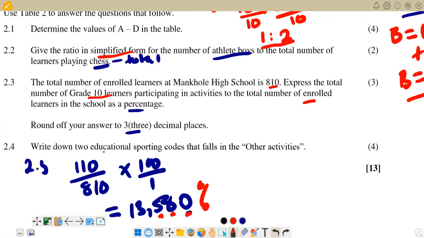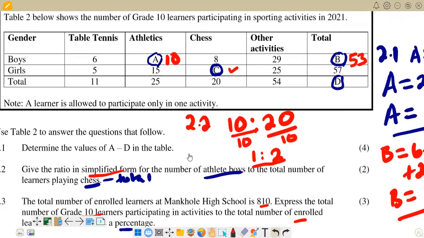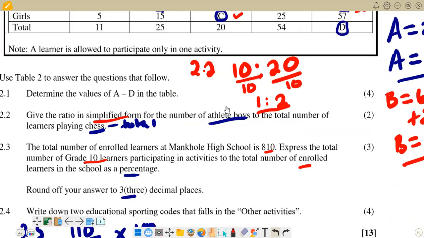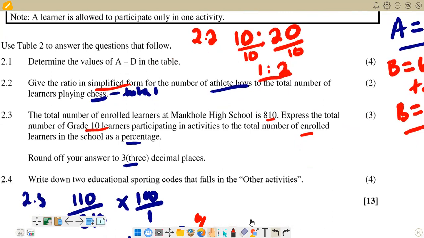Then the last one is saying write down 2 educational sporting codes that fall in other activities. If you go to our table, you see that the activities we are given there are table tennis, athletics, chess, and then we've got a column for other activities, which means there are activities included there that are not chess, athletics, and table tennis. So what other activities can we have? That is the question. We can have debates as one of them.